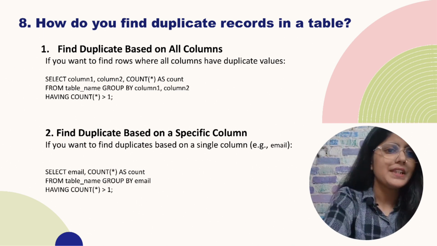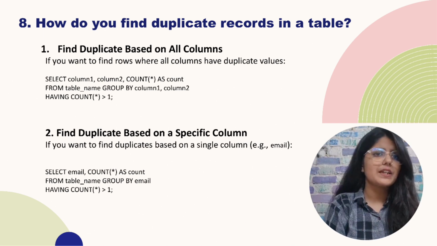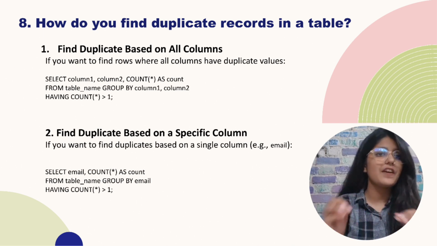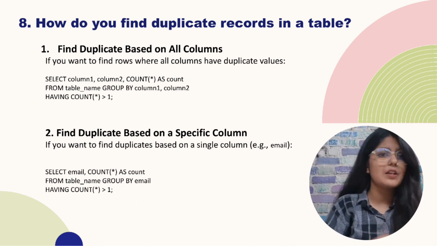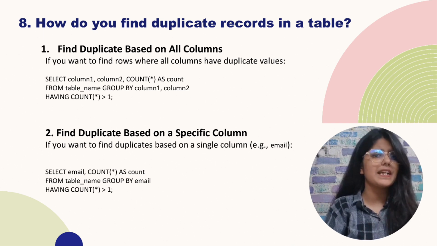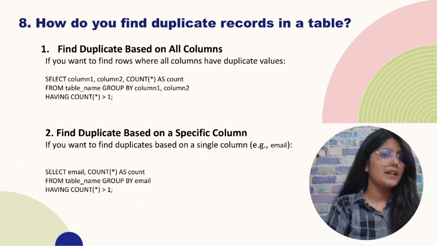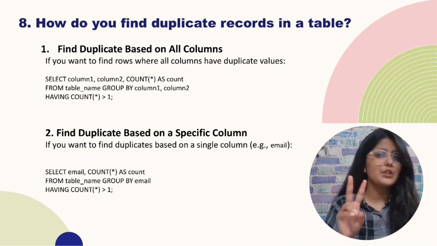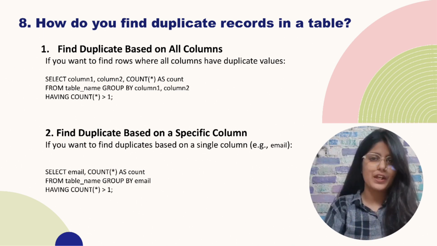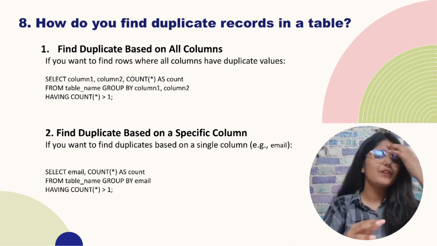Second, if you only want to check for duplicates based on a specific column, you can specify those columns in the GROUP BY clause. This approach helps when you are interested in finding records that have repeated values in a particular column, for example duplicate email addresses, phone numbers or product codes. So I have written the query imagining that there will be duplicate emails. So these are the two approaches by which you can find the duplicates in your table. Next we'll go to the next question.